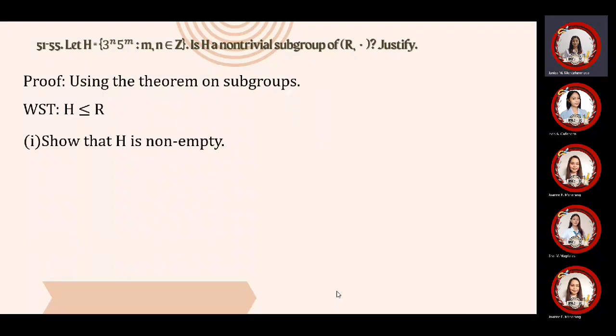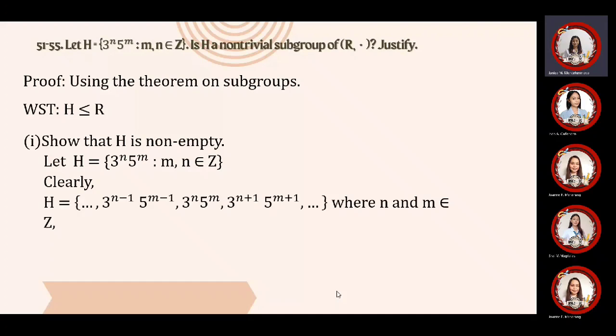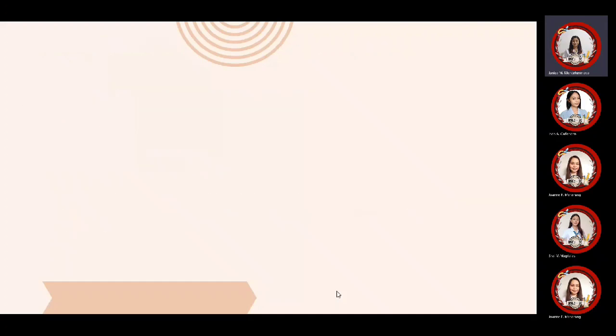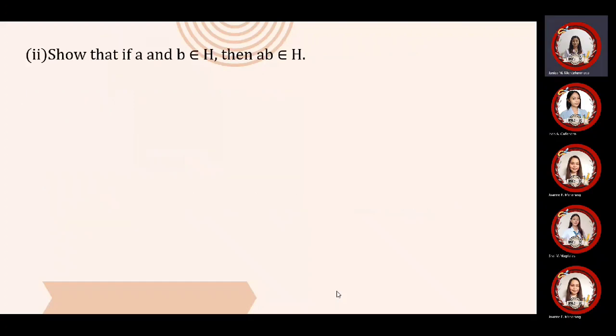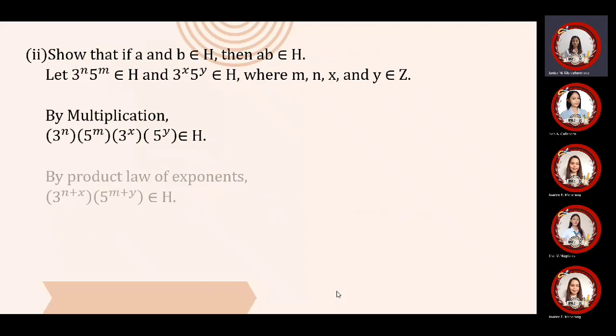So to show that H is non-empty, we have H containing 3 raised to n minus 1 times 5 raised to m minus 1, and 3 raised to n times 5 raised to m, and we have 3 raised to n plus 1 and 5 raised to m plus 1, where n and m are elements of Z. That's why H is non-empty.